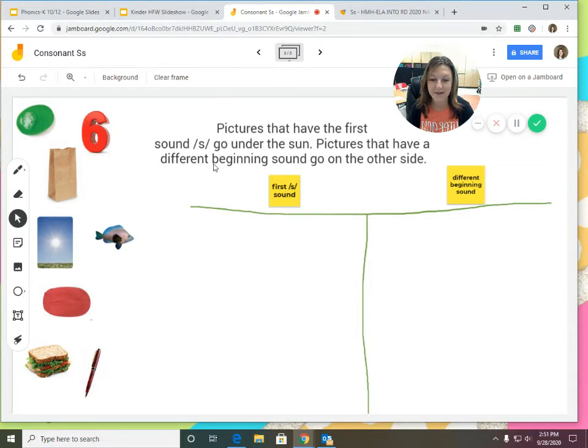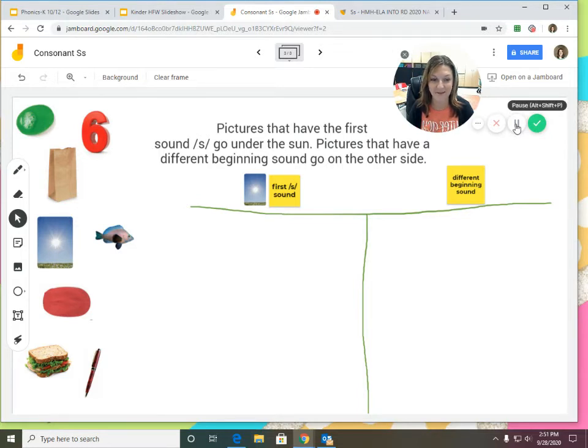Pictures that have a different sound go on the other side. So boys and girls, if you look at my chart, I have a little picture of a sun here. And if my first sound of my card makes the S sound, I'm going to put it under the sun. If it does not say S at the beginning, then you are going to put it over here on this side. Okay, are you ready to begin?